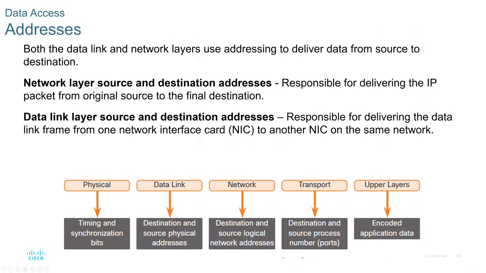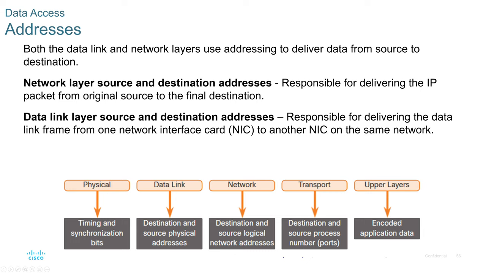So data access include addresses. Both the data link and the network layers use addressing to deliver data from source to destination. Network layer source and destination addresses are responsible for delivering the IP packet from original source to the final destination. The data link layer source and destination addresses are responsible for delivering the data link frame from one network interface or network interface card, NIC, to another NIC on the same network.